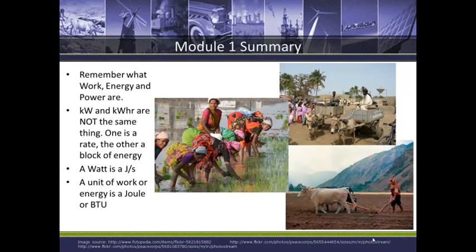So module 1, try to remember what work, energy, and power are. Kilowatts and kilowatt hours are not the same thing. I see that in this country often confused. When you look at your electric bill and say, I used or consumed 900 kilowatt hours in a month, and then there'll be some people who say I spent 900 kilowatts in a month. They're not the same thing. Kilowatts is a rate or a capacity, and kilowatt hours is a block of energy, how much you actually consumed. And you can see that really readily if you know what a watt is.